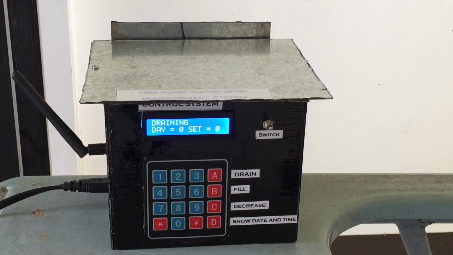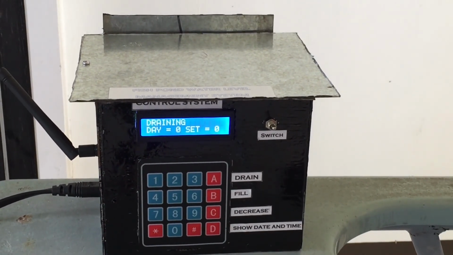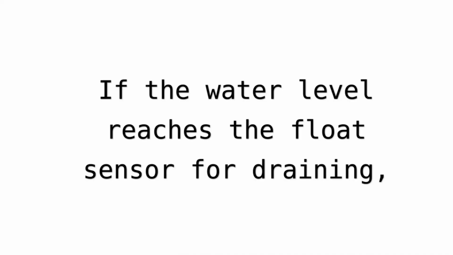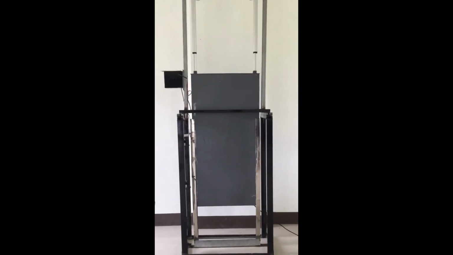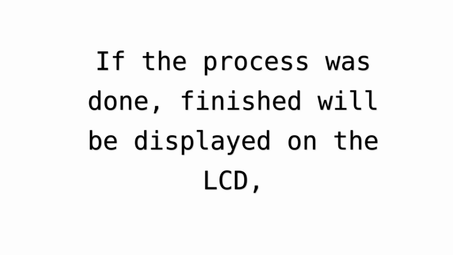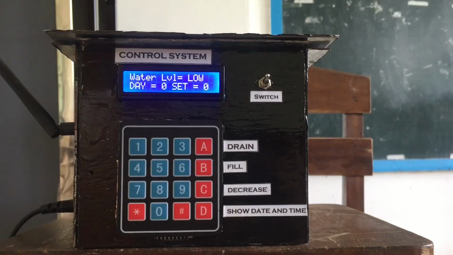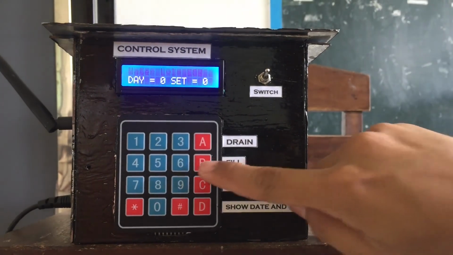If the drain command is selected, the main system sends the data to the control panel and it displays draining. If the water level reaches the float sensor for draining, if the process is done, finish will be displayed on the LCD. As you can see, the water level is low. If the user wants to fill the pond, press B to fill.